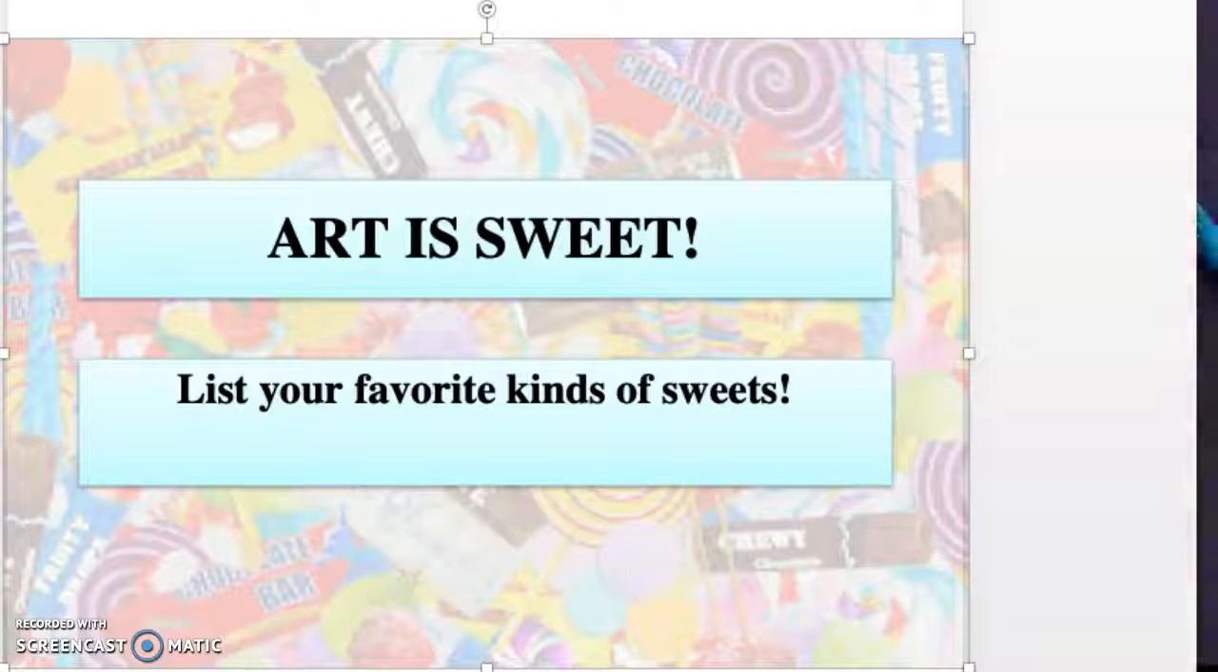They are introduced to this concept of artist sweets. And so students are asked to identify what are some of their favorite types of sweets. Once students go through, we start talking about the different type of genres or subject matters that artists might use to create their pieces of artwork.